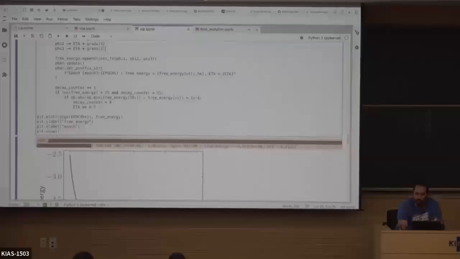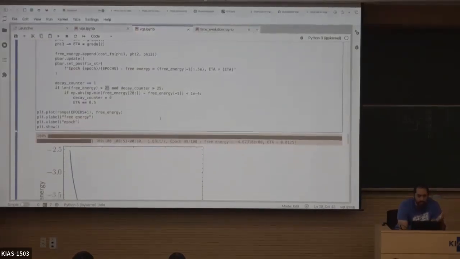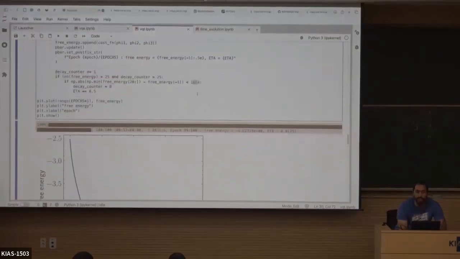Feel free to play with eta. I'm decreasing eta every 25 steps. You can do the same. I put a minimum deviation in the free energy value. You can experiment with different etas and do different things, okay? Eta is the learning rate, exactly the same thing as in machine learning. So for the learning rate, right? Yeah, exactly.